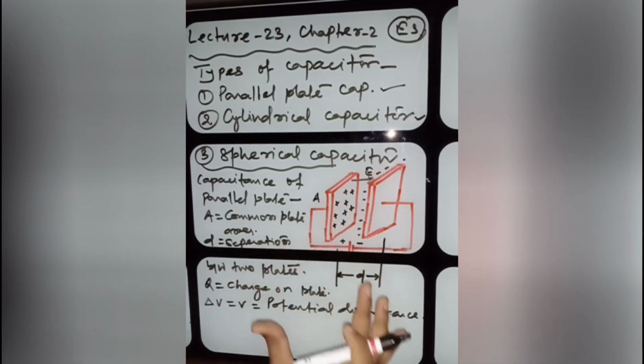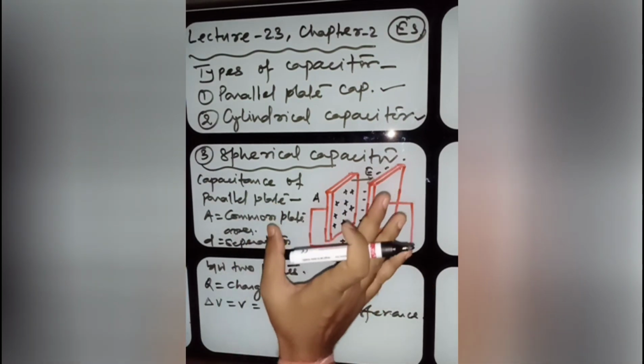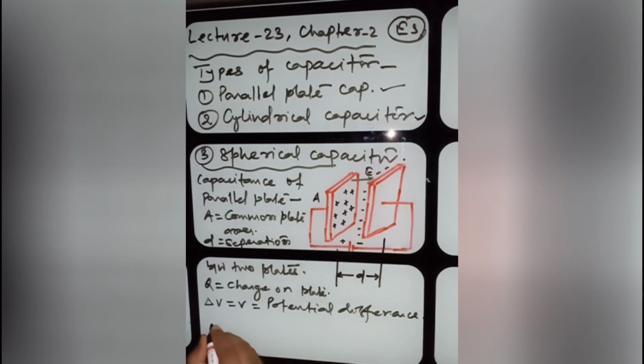Now, how to find the capacitance? You have to remember the steps. Three steps you have to follow. First, you will apply Gauss law. First you have to apply Gauss law. Then second, after applying the Gauss law, you have to find the potential difference.